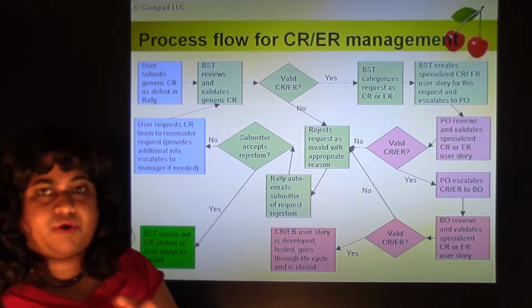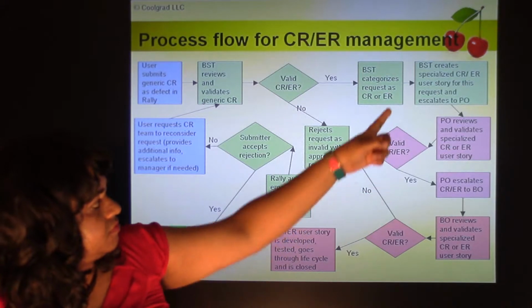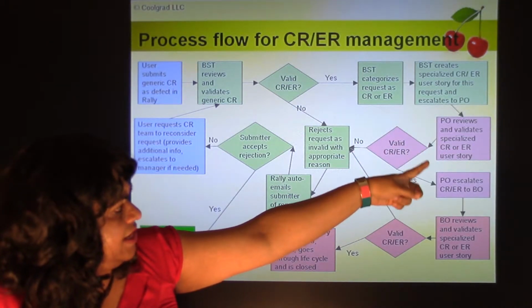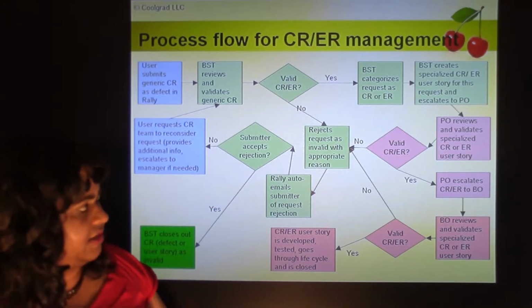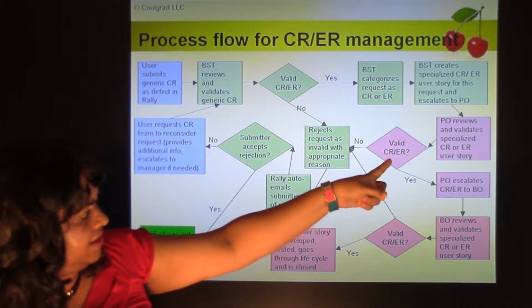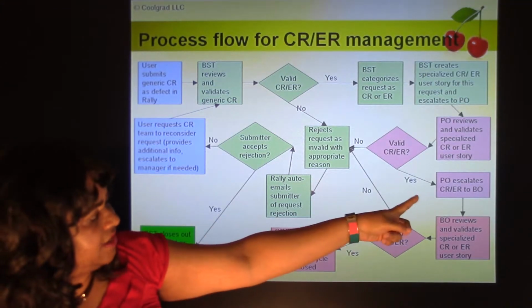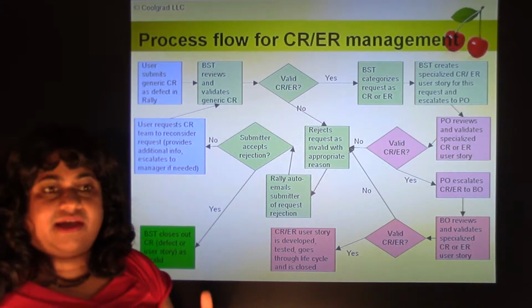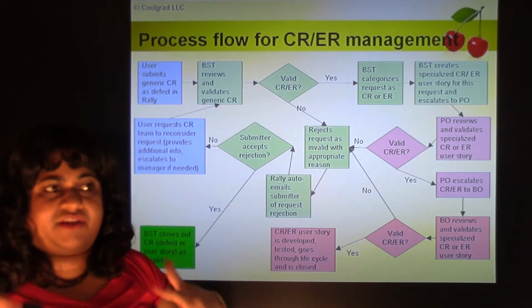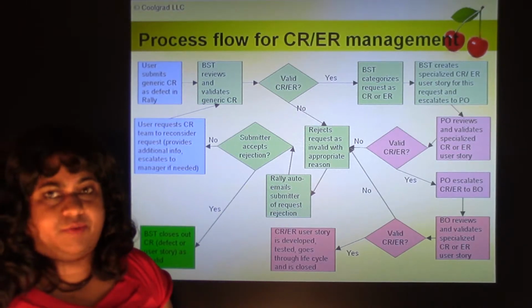So the PO has to respond and then give the hot potato back to the person who gave it to him. So the PO reviews and validates specialized CR or ER user stories. So second level of PO review is done. And then if it's a valid CR, what does the PO do? He could escalate it to the BO saying, hey, I've done my analysis, I think it's valid for all these reasons, and I've done my cost benefit need effort analysis. Now I would like the BO to review it.